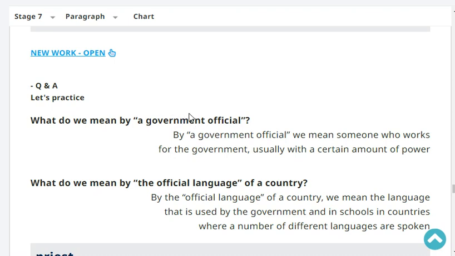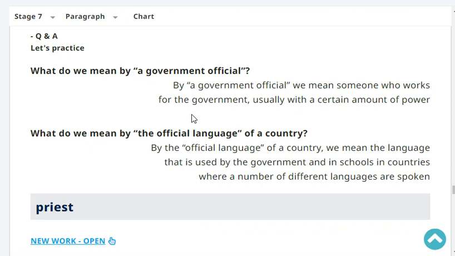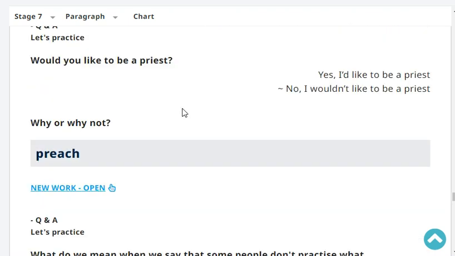What do we mean by the official language of a country? By the official language of a country, we mean the language that is used by the government and in schools in countries where a number of different languages are spoken. Right?